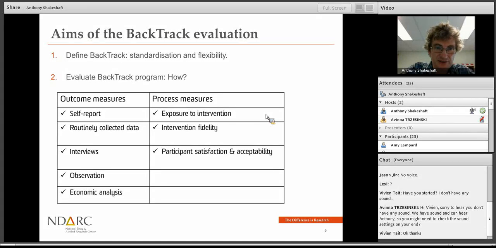But these are the ways we evaluated it. We had a series of outcome measures that were self-report, and we tried to build these into the routine practice of BackTrack. When the kids came in, BackTrack were already collecting basic information: age, sex, are you at school, that sort of stuff. So what we did was work with them to beef that up a little bit. The practicality is that kids aren't going to sit there and answer 50 questions over an hour. So we had to balance us wanting information on everything with those practical components.